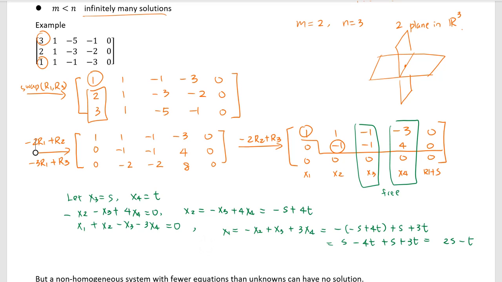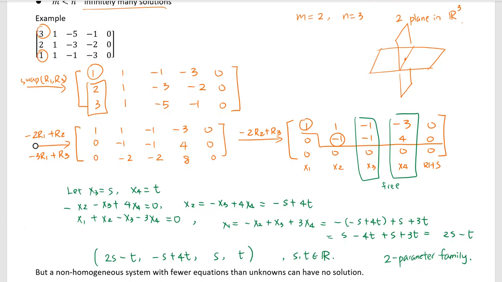Alright, so our answer: x1 is 2s minus t. x2 is minus s plus 4t. x3 is s, x4 is t. And we know s and t are real numbers. So this is the solution. We get a 2-parameter family. Okay? Do you have the same answer?